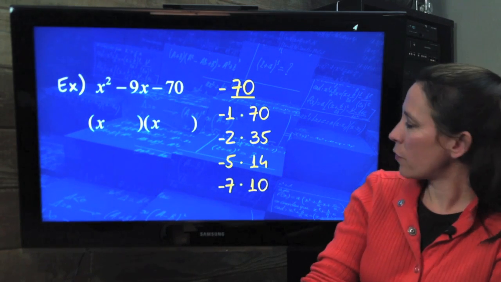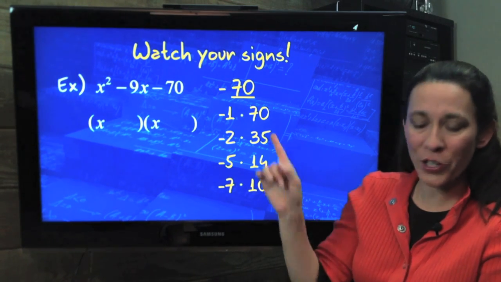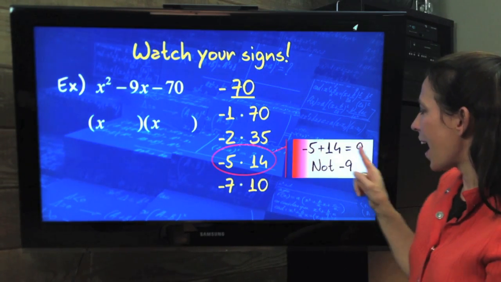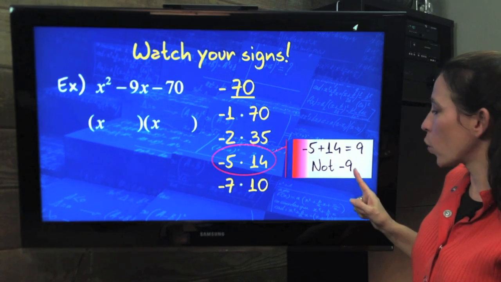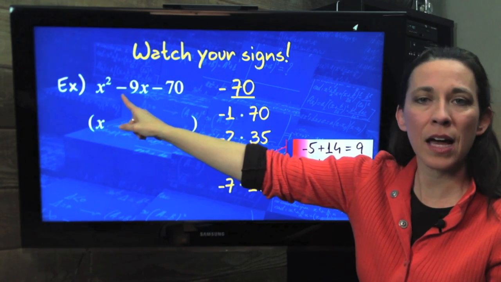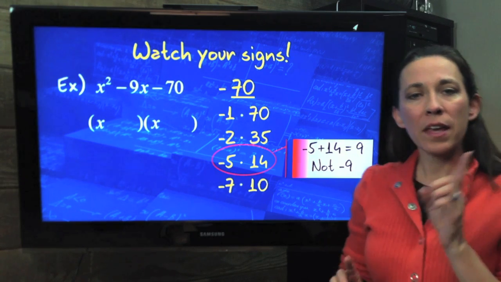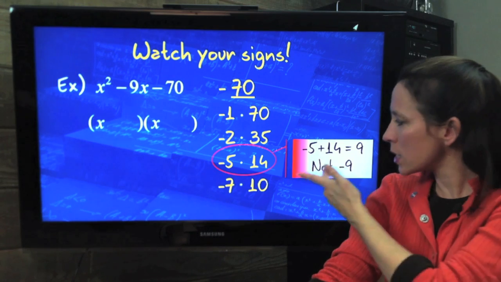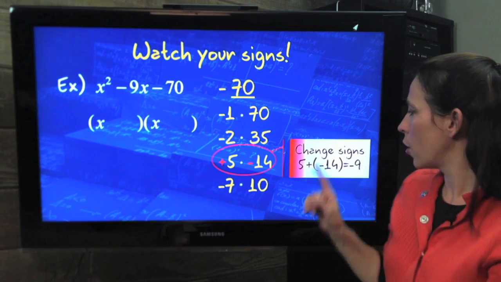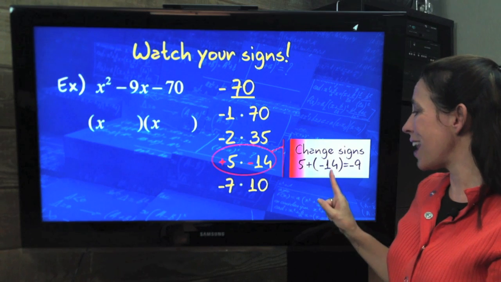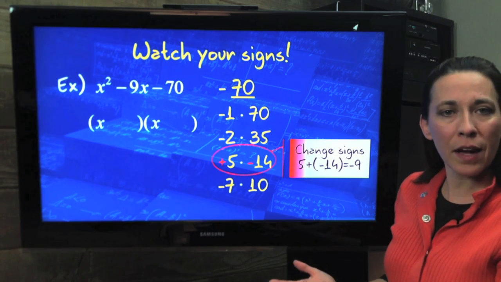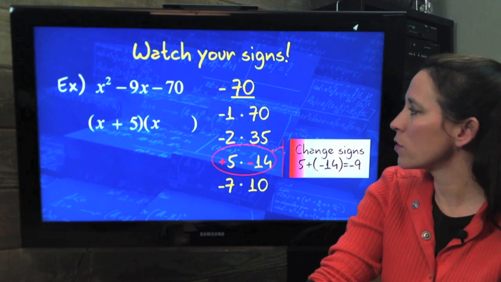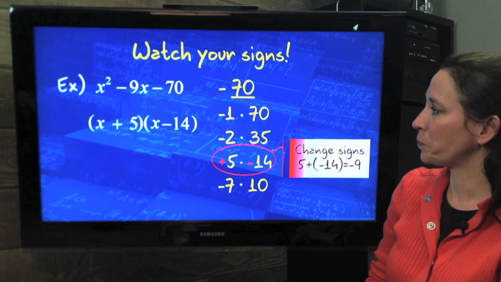Well, you may notice if we look at negative 5 times 14, they add to give us a positive 9. But remember, we want a negative 9 because it's a minus 9x here. If you end up with the right number but the wrong sign, change your signs. So instead of negative 5 and a positive 14, we're going to change our signs to a positive 5 and a negative 14. So that gives us the negative 9. And these are the two numbers we're going to use here in our factors. So we have a positive 5, so plus 5, and a minus 14.